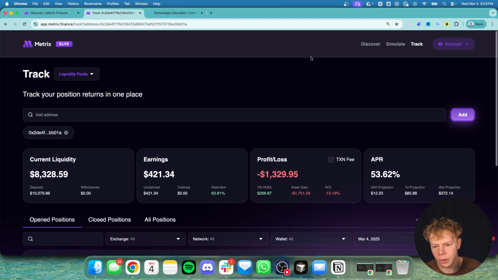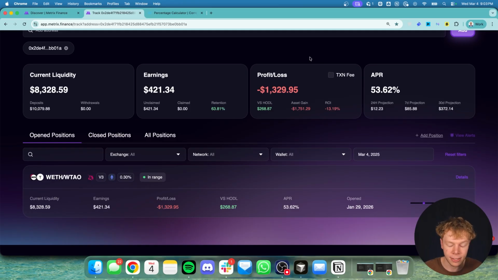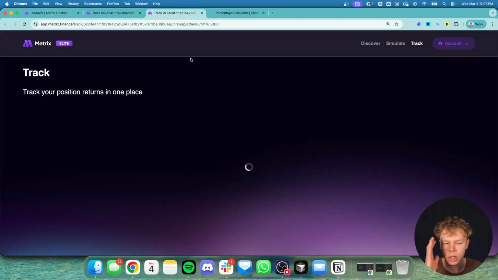Now, taking a look over at the track section of Metrix Finance, I want to show you a pool that I'm currently invested into, which is Ethereum to Tau. Ethereum to Tau, I have a $1,300 loss over here, but I have a $270 profit compared to the market. So let's dive into that. Again, the goal is not to optimize for the highest APR. The goal is to optimize for money in your pocket.